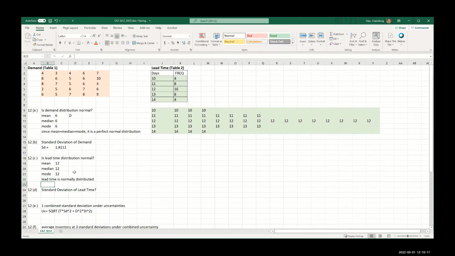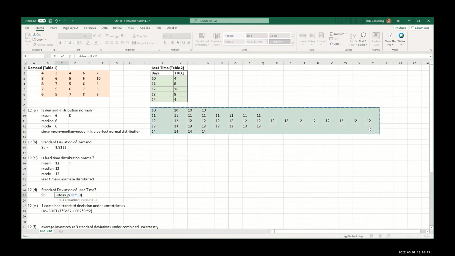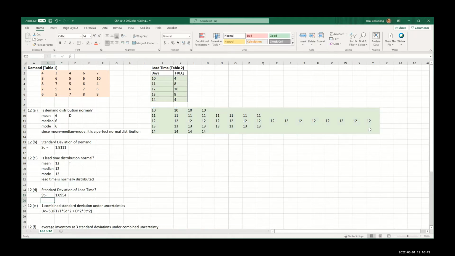Standard deviation of lead time. Here is the average, uppercase mean. Let's put a T there. T. Standard deviation of lead time. ST equals STDEV.P. Select the data. 1.01. Okay.